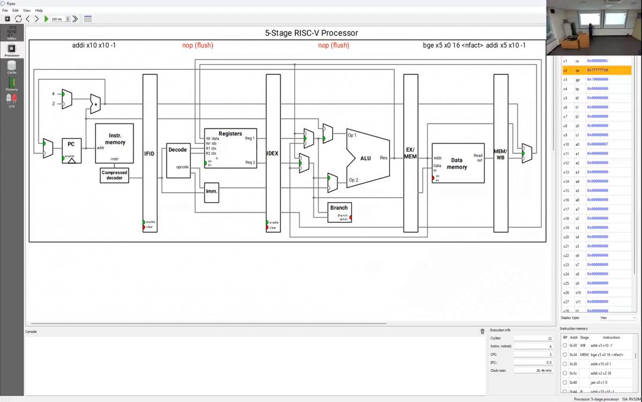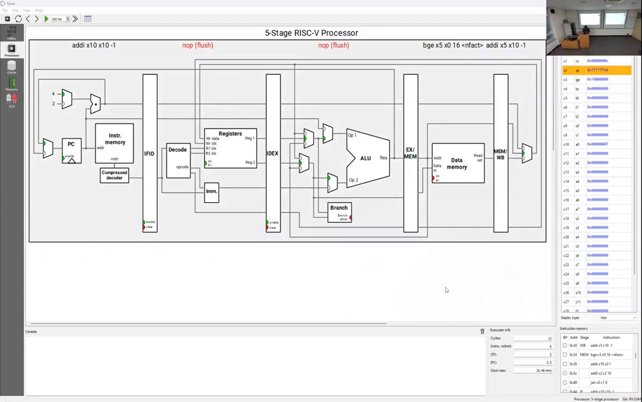Then how many cycles are wasted? 2 instructions are cancelled, which means 2 cycles are wasted. Okay. So when the branch is taken, then in this architecture, 2 cycles are wasted. Okay, let's go back to the slide.